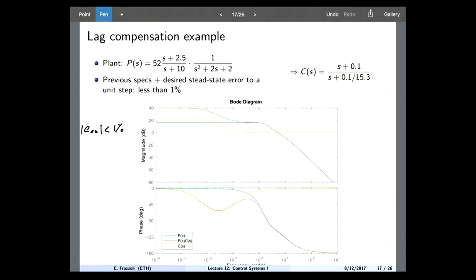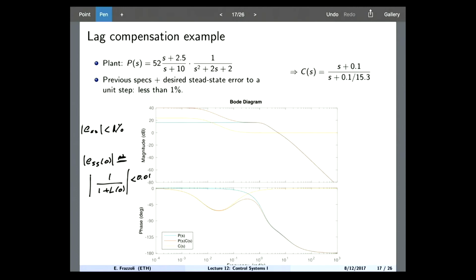What we were saying just before the break is that if we want the steady state error to be less than, say, 1%, remember that the steady state error for low frequencies is about 1 over 1 plus L of 0, assuming I have no integrators. This is the magnitude of 1 over 1 plus L of 0, and I want this to be less than 0.01, right?